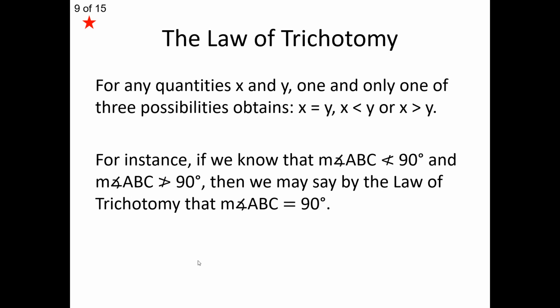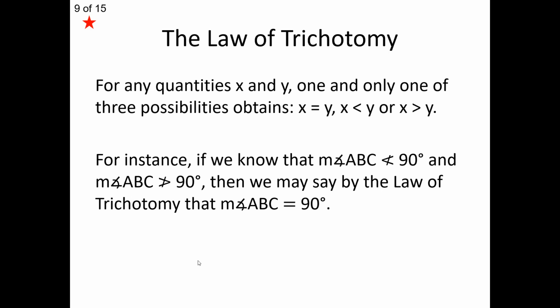So down below, say for instance, if we know that the measure of angle A is not less than 90 and the measure of angle A is not greater than 90. Well, remember, the law of trichotomy says that when you bring two quantities together, one of those things has to happen, and only one of those things has to happen. So if it can't be less than and it can't be greater than, then one thing must happen by the law of trichotomy. We can say that the measure of angle ABC is equal to 90.